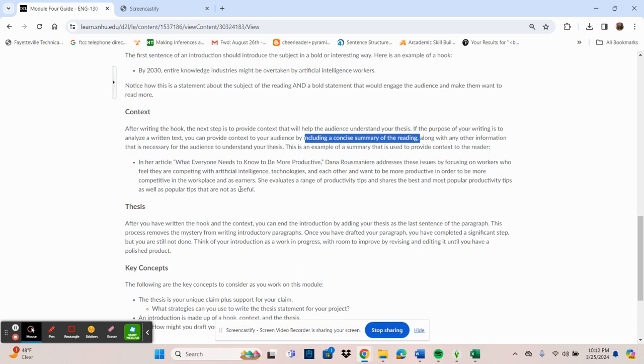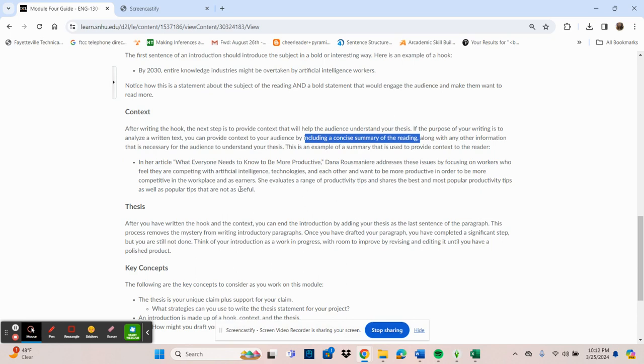In her article, What Everyone Needs to Know to Be More Productive, Dana, I'm going to ruin her last name, addresses these issues by focusing on workers who feel they are competing with artificial intelligence technologies and each other and want to be more productive in order to be more competitive in the workplace and as earners. She evaluates a range of productivity tips and shares the best and most popular productivity tips as well as popular tips that are not as useful.